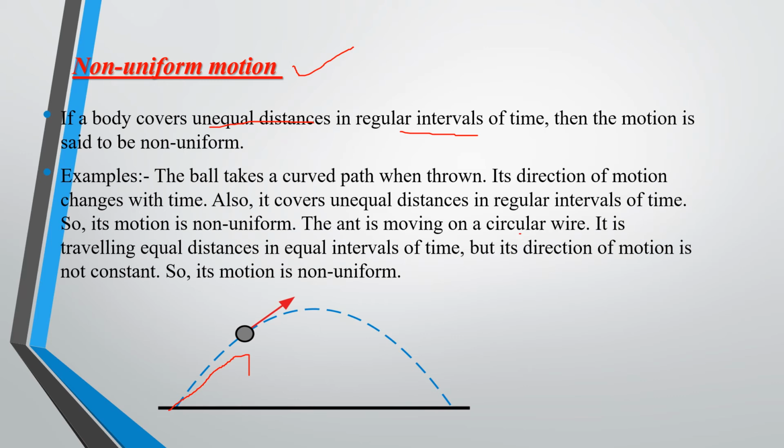The ant is moving on a circular wire. It is traveling equal distances in equal intervals of time, but its direction of motion is not constant. So its motion is non-uniform.